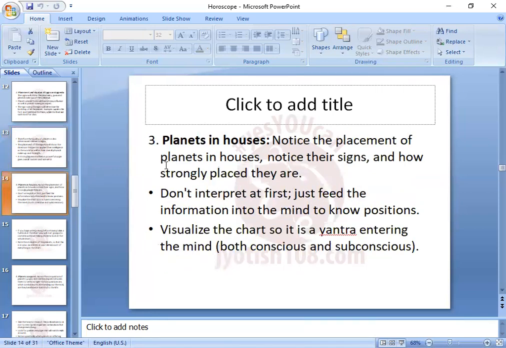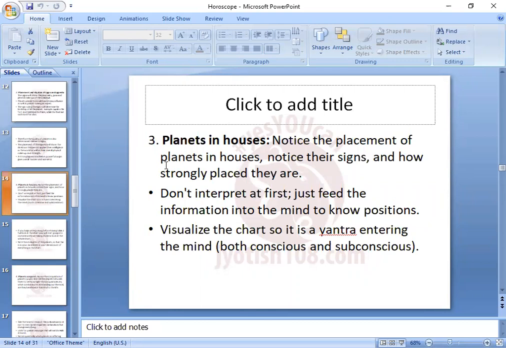Nevertheless, next comes planets and houses. Notice the placement of planets and houses. Notice their signs and how strongly placed they are. This is important. To determine the strength of a planet, don't go directly to Shadbala and Bhavbala. Don't interpret at first, just feed the information into the mind to know positions. Don't start your interpretations by just looking at the planets and houses. You just tell your mind that this is the information that you need to know.